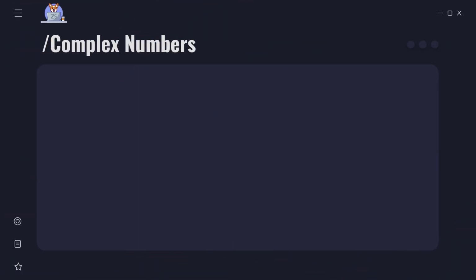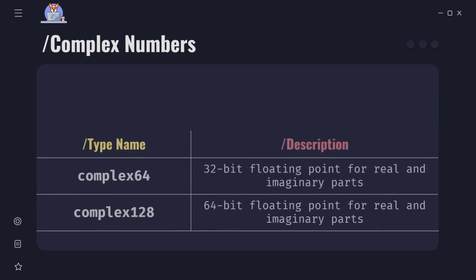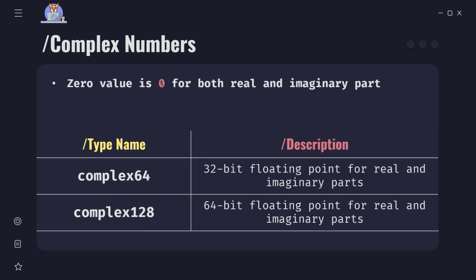Complex numbers are used to deal with real and imaginary numbers. We are using floating point numbers in complex numbers for the real and imaginary parts. Complex64 uses float32 values to represent the real and imaginary parts, and complex128 uses float64 values for that. The zero value for complex numbers has 0 assigned to both the real and imaginary parts of the number.